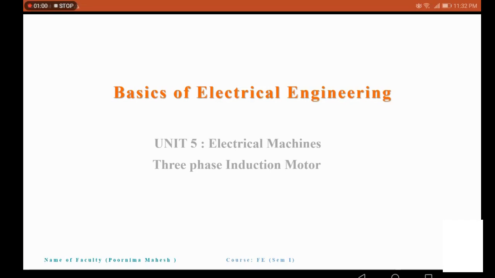Basically, DC machines are divided into two categories, DC motor and DC generator, and that we will be discussing in a separate section. So today we will be talking about three-phase induction motor, its constructional detail as well as the types of induction motor.